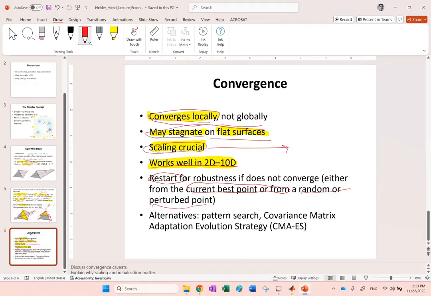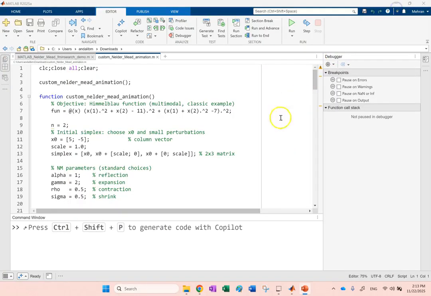Now, this method has alternative algorithms, including pattern search and the CMAES, or Covariance Matrix Adaptation Evolution Strategy. A big name. If I have time, I will cover one or two of these, but these are some alternatives for this method if it's not performing the way it should. So now let's go ahead and look at the code.